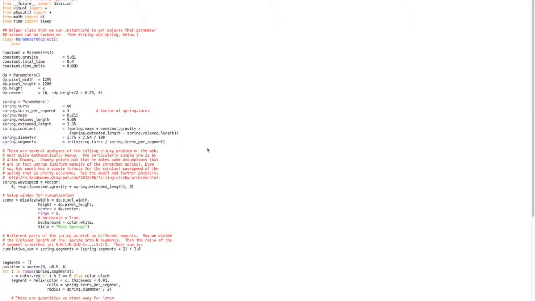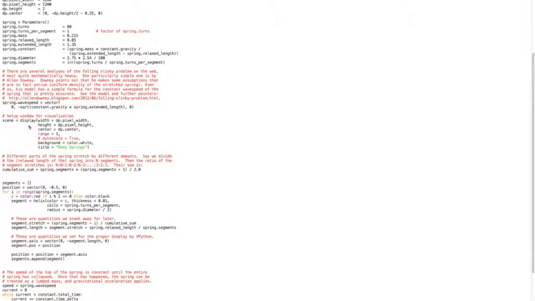Let's go through the code. In the beginning, I've defined a class parameters, which lets me access different quantities when I want to. Here we set up the display window along with the velocity wave speed.